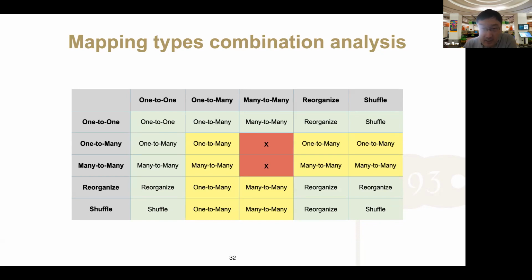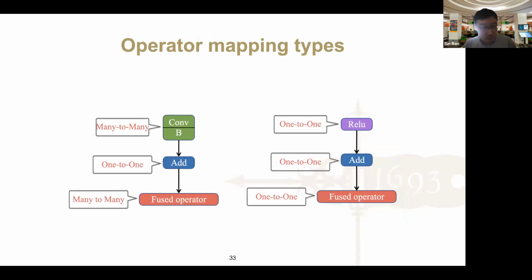Actually, these two red cases mean this kind of fusion is very complicated. The compiler cannot easily figure it out. So the compiler will not do this kind of fusion automatically. If we do this manually, it's possible. However, it's very difficult for the compiler to figure them out automatically. So that's why we mark them as red, and we are not going to do this kind of fusion by the compiler automatically. Here we have two more examples.